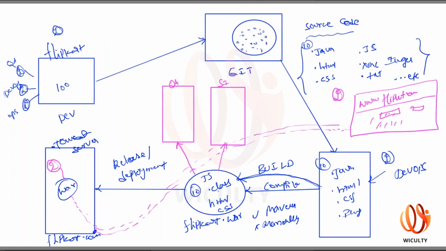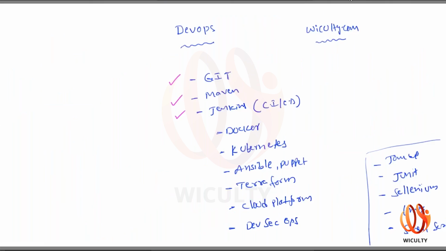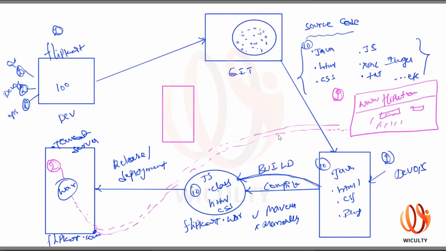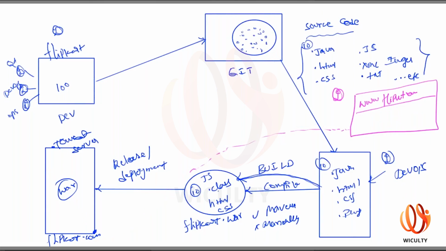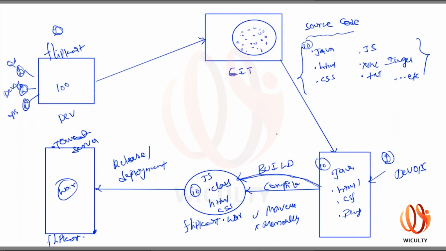Okay, let's see what is this Jenkins. Okay, why Jenkins is required. Jenkins is again a very important tool in DevOps. Using Jenkins, we can achieve that continuous integration. That means the continuous build, continuous deployment, continuous testing. Where does Jenkins come into picture? This is where Jenkins comes into picture.